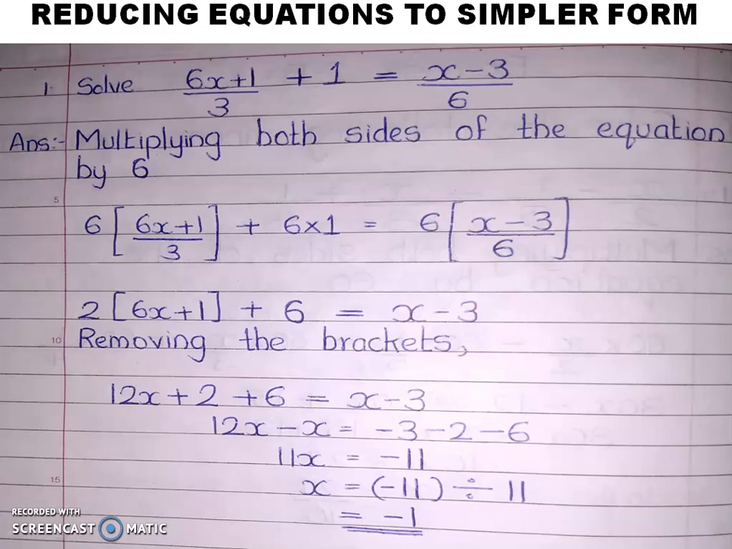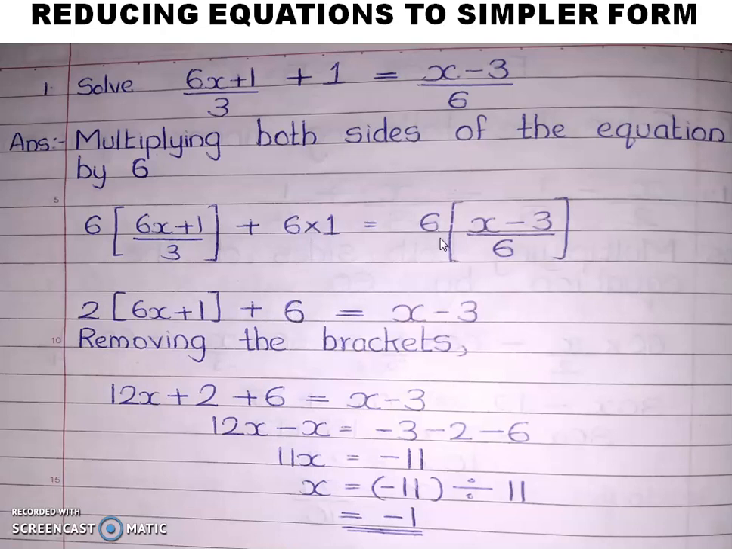Students, notice that I am not taking this as two separate terms. This is one term. 6x plus 1 by 3 is a single term. Similarly, x minus 3 by 6 is also a single term. Okay. Now, cancelling 6 by 3. What is 6 divided by 3? 6 divided by 3 is 2. So, 2 into 6x plus 1 plus 6.